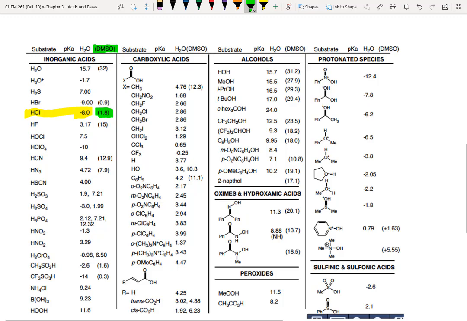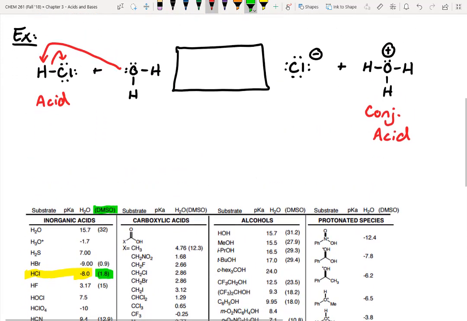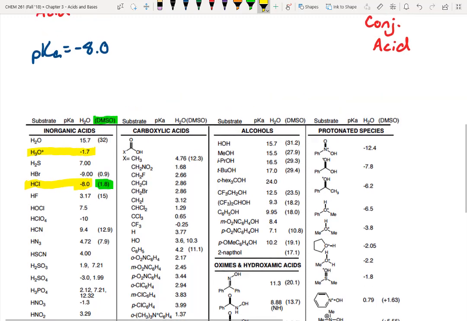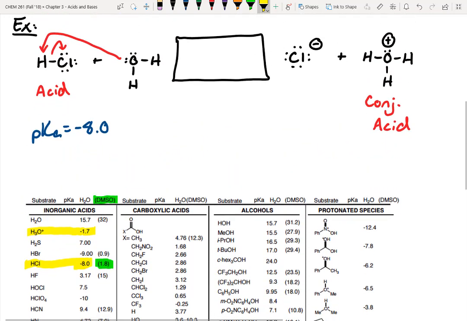So in this case, HCl's got a pKa value of -8. Let's go ahead and plug that in. So pKa is going to be equal to -8.0, and that's an experimentally determined value. Next, we've got to look for the pKa of our conjugate acid. So we're looking for H3O plus. Luckily, it's listed right above that. It's -1.7. So we can plug that into our equation up here.